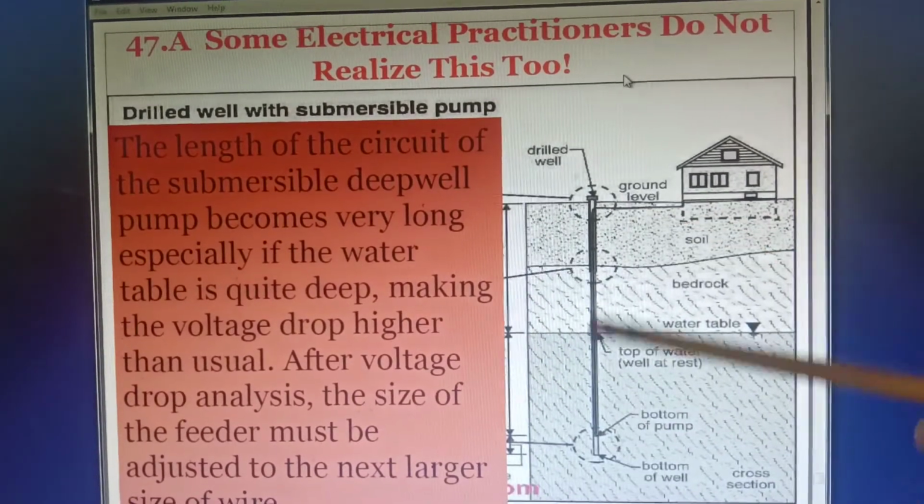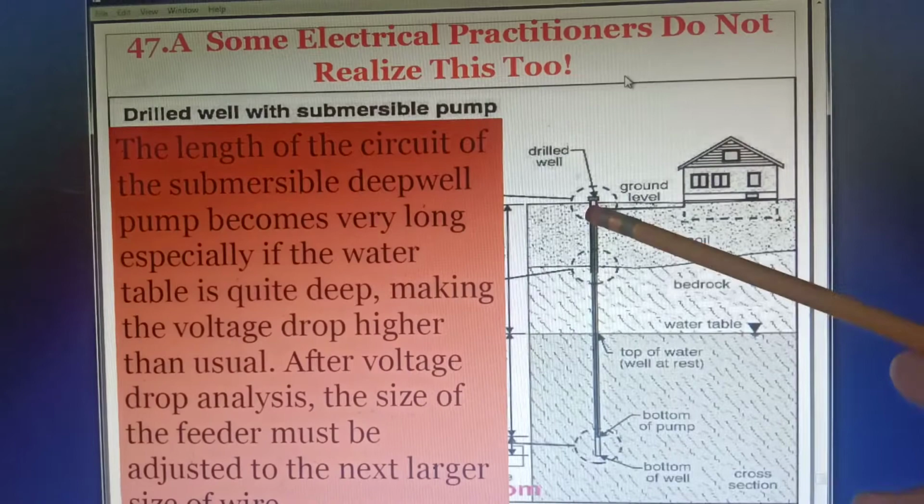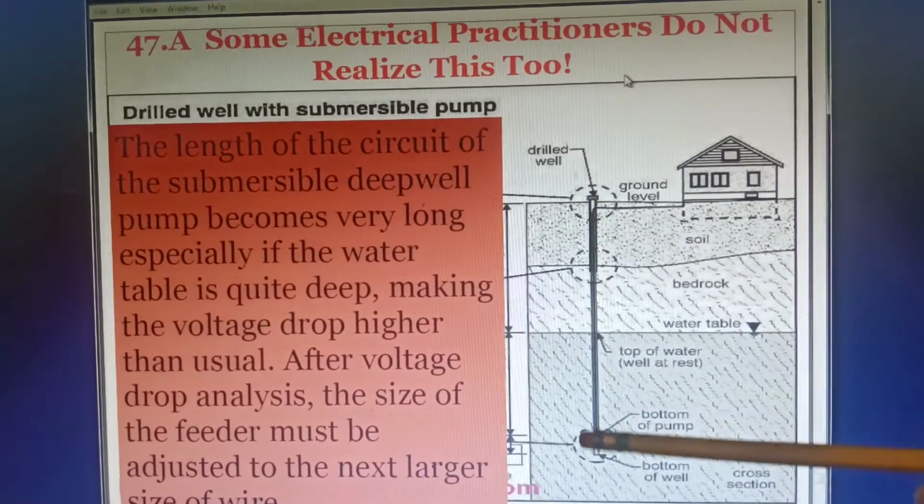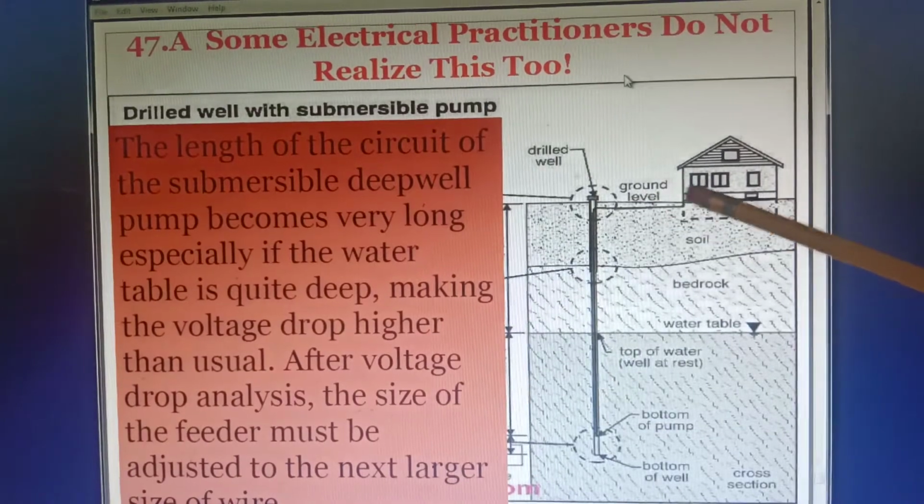The correct way is to determine the real depth, compute for the voltage drop, and compensate for it by using a larger size of feeder wire.